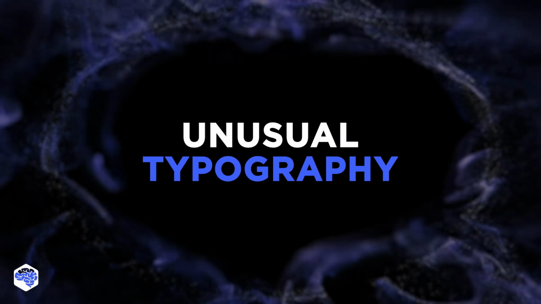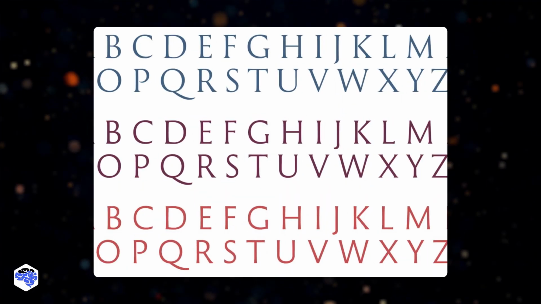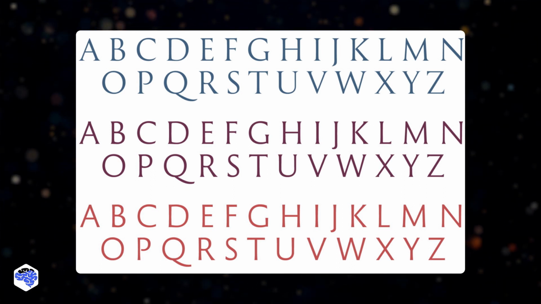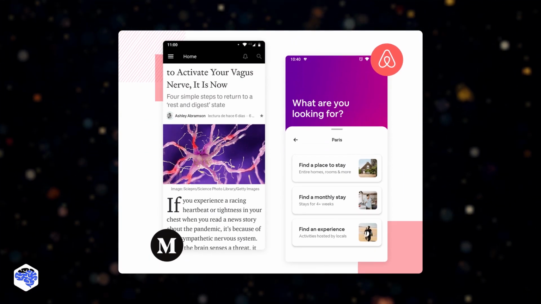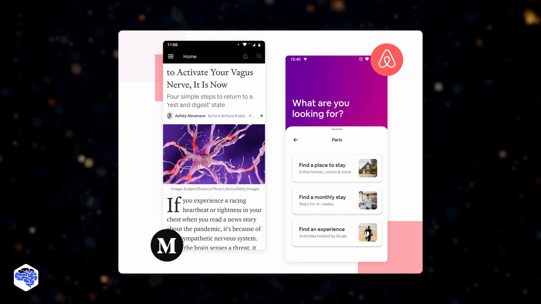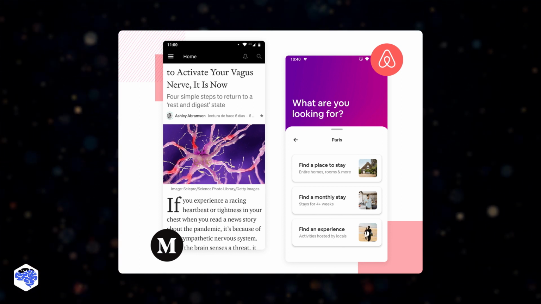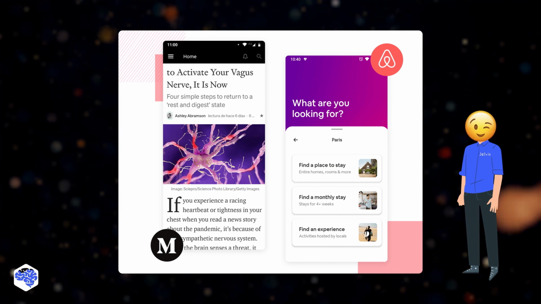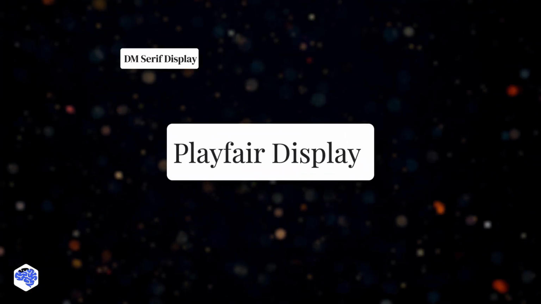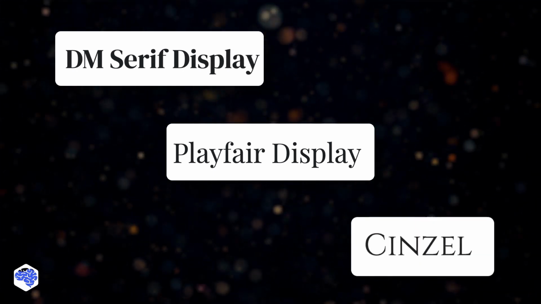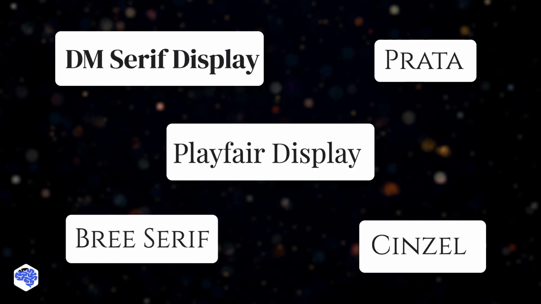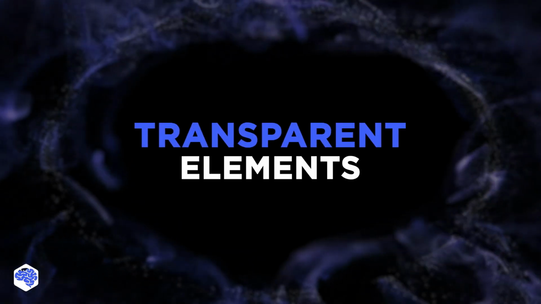The second is unusual typography. We recommend trying, for example, serif fonts. It's very simple. A sharper emission of letters helps your brain to remember words better, and they look elegant and attractive. The designers at Jelvix shared their top 5 serif fonts, which are Playfair, DM Serif Display, Cinzel, Prada, and Brie Serif. Enjoy it. And finally, the third is the use of transparent elements.